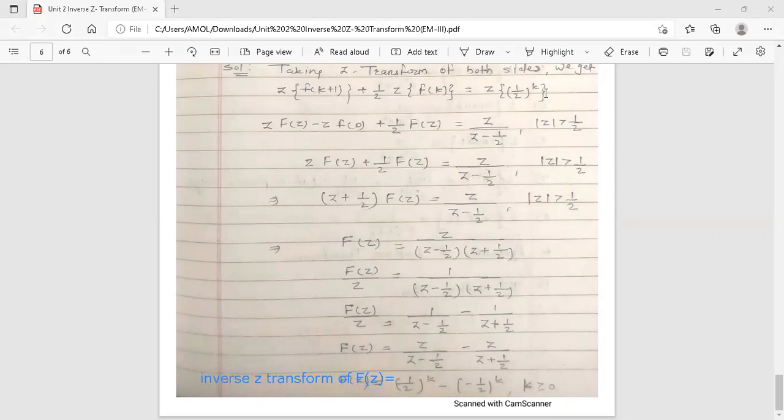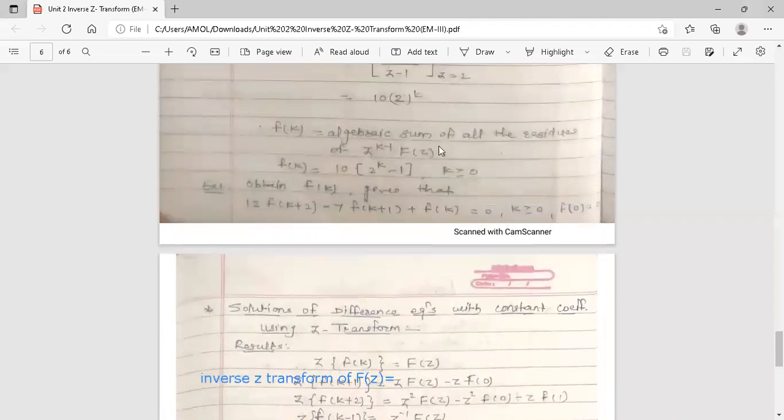We want to solve one more example of a difference equation. So here, try to solve: obtain f of k given that 12 f of k plus 2 minus 7 f of k plus 1 plus f of k is equal to 0, k greater than or equal to 0, f of 0 is equal to 0. You take it as homework.